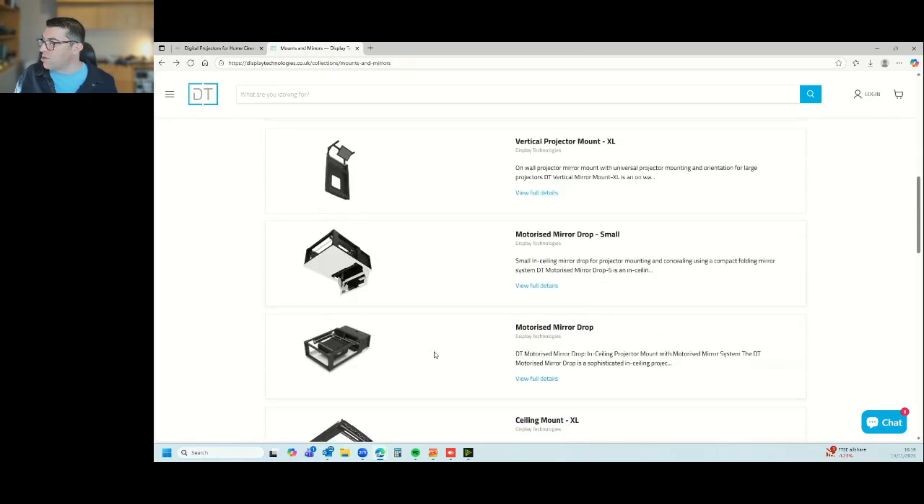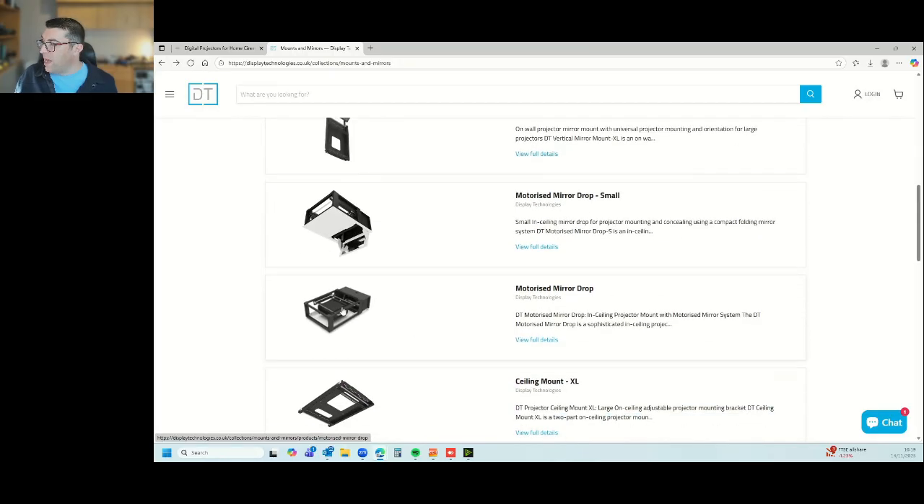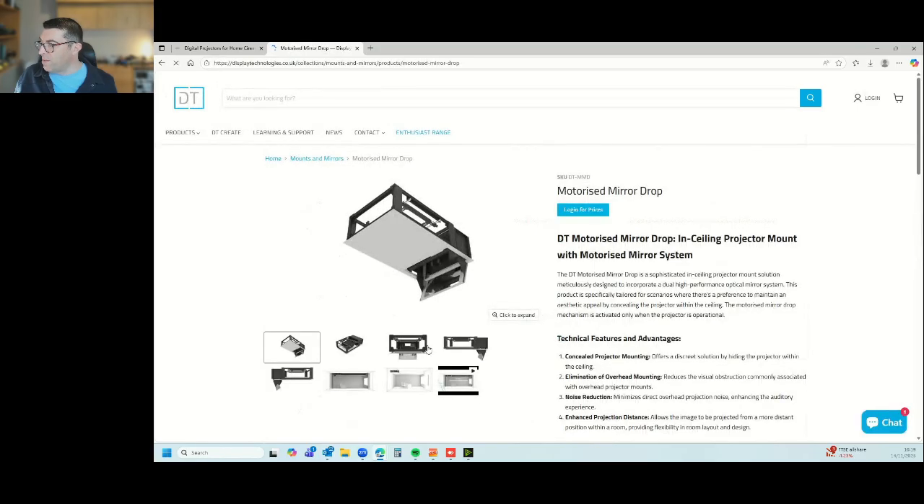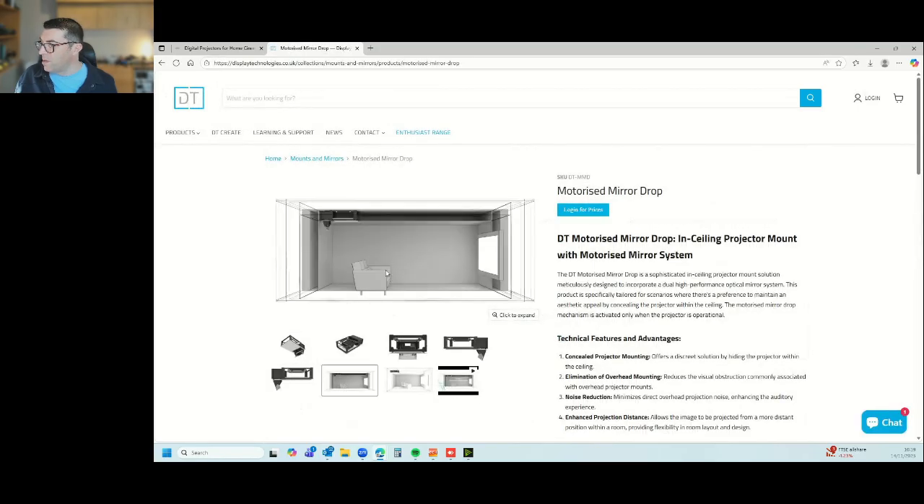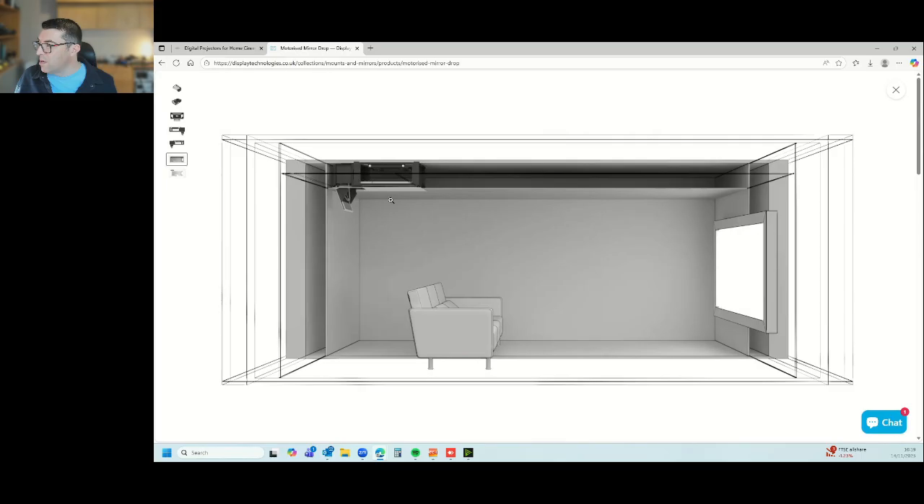So one of the other solutions that's very popular for us is a mirror drop. In a mirror drop, the projector is above the ceiling. Okay, so that's our containment. It's moved up above the ceiling. The light then bounces off two mirrors and onto the screen.